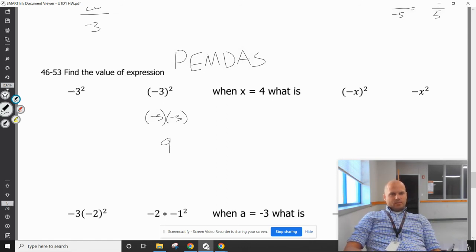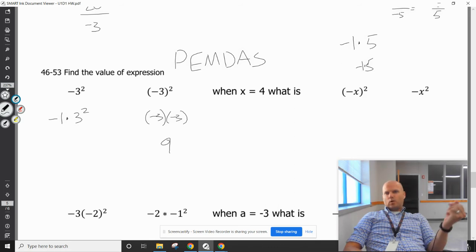This is different. This is what is 3 squared and then take the opposite of it. It's almost as if this negative is like a negative 1. Negative 1 times something, like negative 1 times 5, is the same as negative 5. So whenever you have a negative, you could replace it with a negative 1 times. So this is negative 1 times 3 squared. Order of operations says work with the exponents first. 3 squared is 3 times 3, which is 9. And this becomes negative 9.